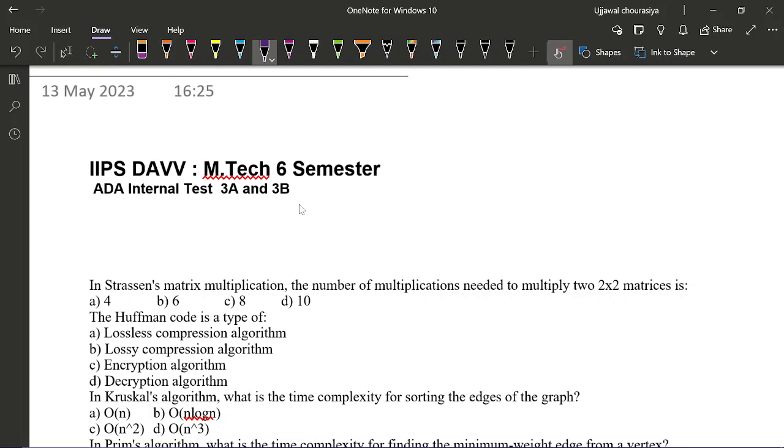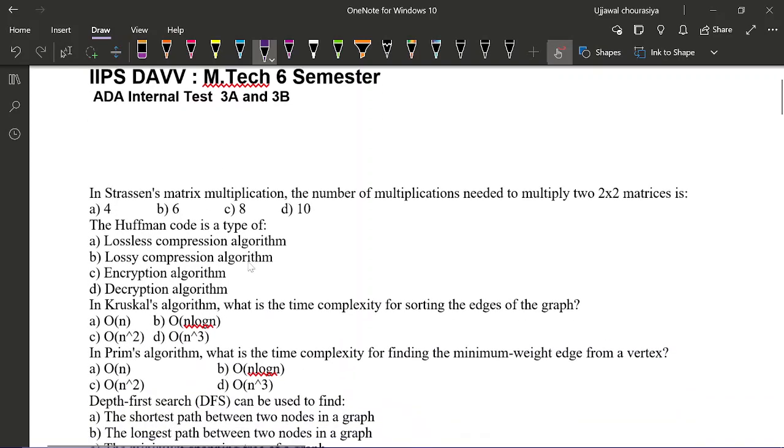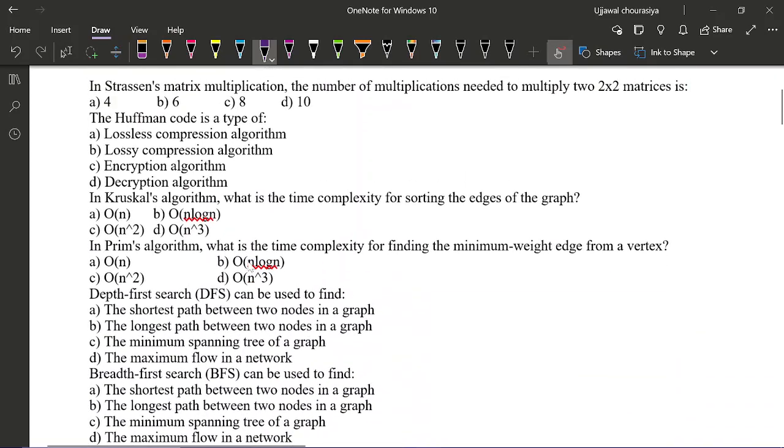Shaligram Prajapat sir. So we have a first question: in Strassen's matrix multiplication, the number of multiplications needed to multiply a 2 cross 2 matrix is, so the answer is 6. The Huffman code is a type of lossless compression algorithm. In Kruskal algorithm, what is the time complexity for sorting the edges of the graph?